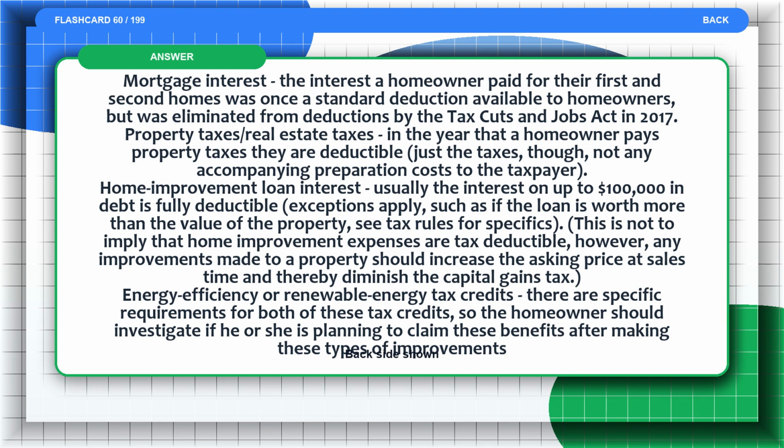However, any improvements made to a property should increase the asking price at sales time and thereby diminish the capital gains tax. Energy efficiency or renewable energy tax credits. There are specific requirements for both of these tax credits, so the homeowner should investigate if he or she is planning to claim these benefits after making these types of improvements.